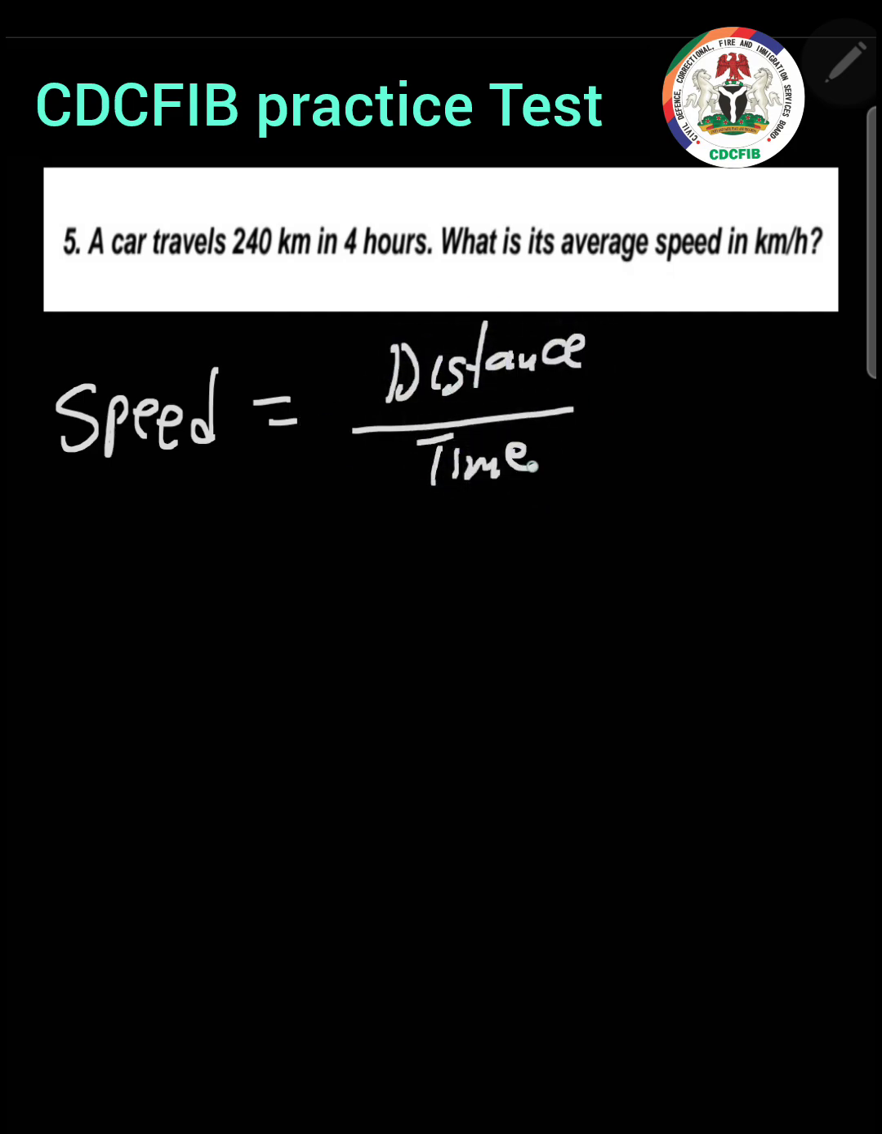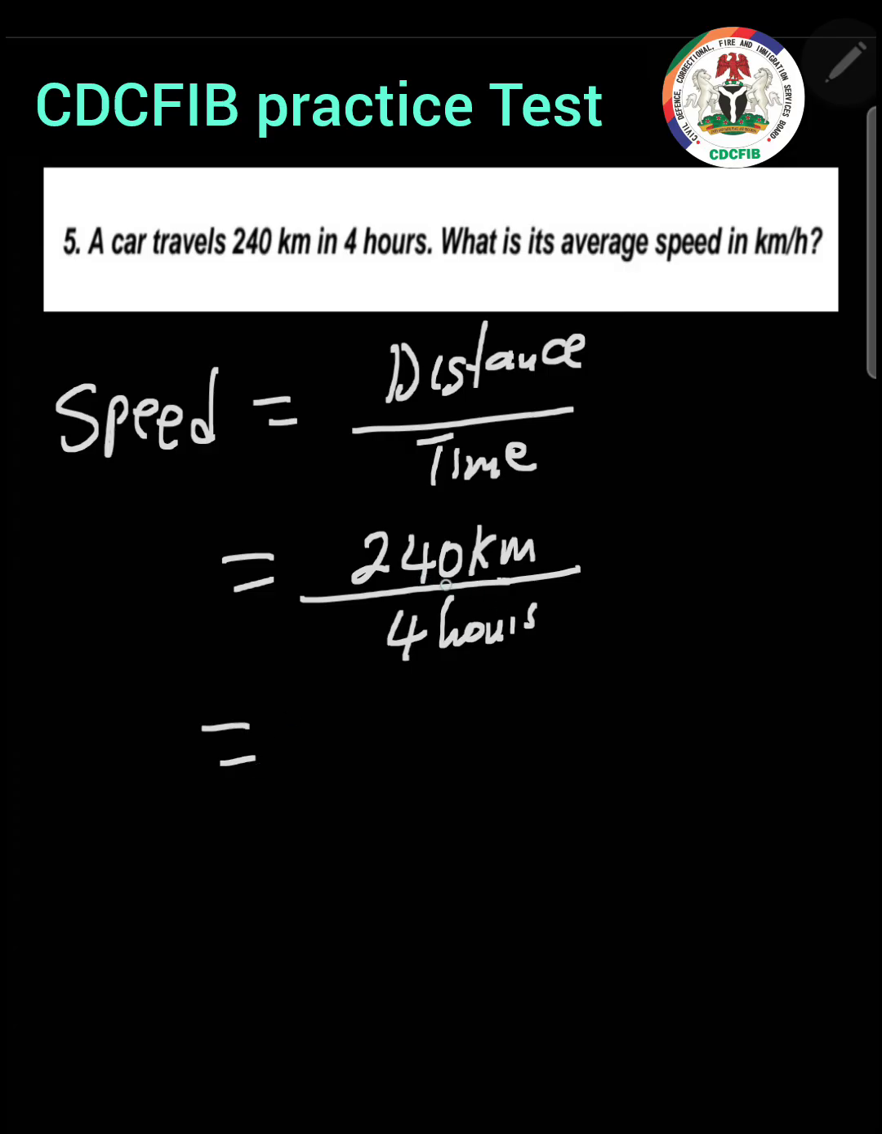A car travels 240 kilometers in 4 hours. What is the average speed in kilometers per hour? So all we're going to do is to recall the formula for speed. Speed is equal to distance all over time. From the question, the distance the car covers is 240 kilometers. So we're going to substitute 240 kilometers in place of distance, then over time. The car covers this in 4 hours, so 4 hours in place of time. So this is going to be 240 kilometers divided by 4 hours, which is going to give us 60 kilometers per hour. So this is the answer to this question.